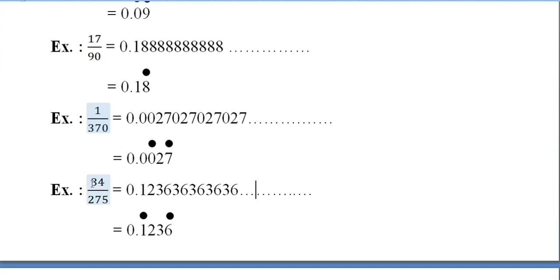Example: 34/275 equals 0.12363636 and so on, which equals 0.1236 with 1 recurring and 6 recurring decimal, because there is a repeating block of 1 digit in the quotient.